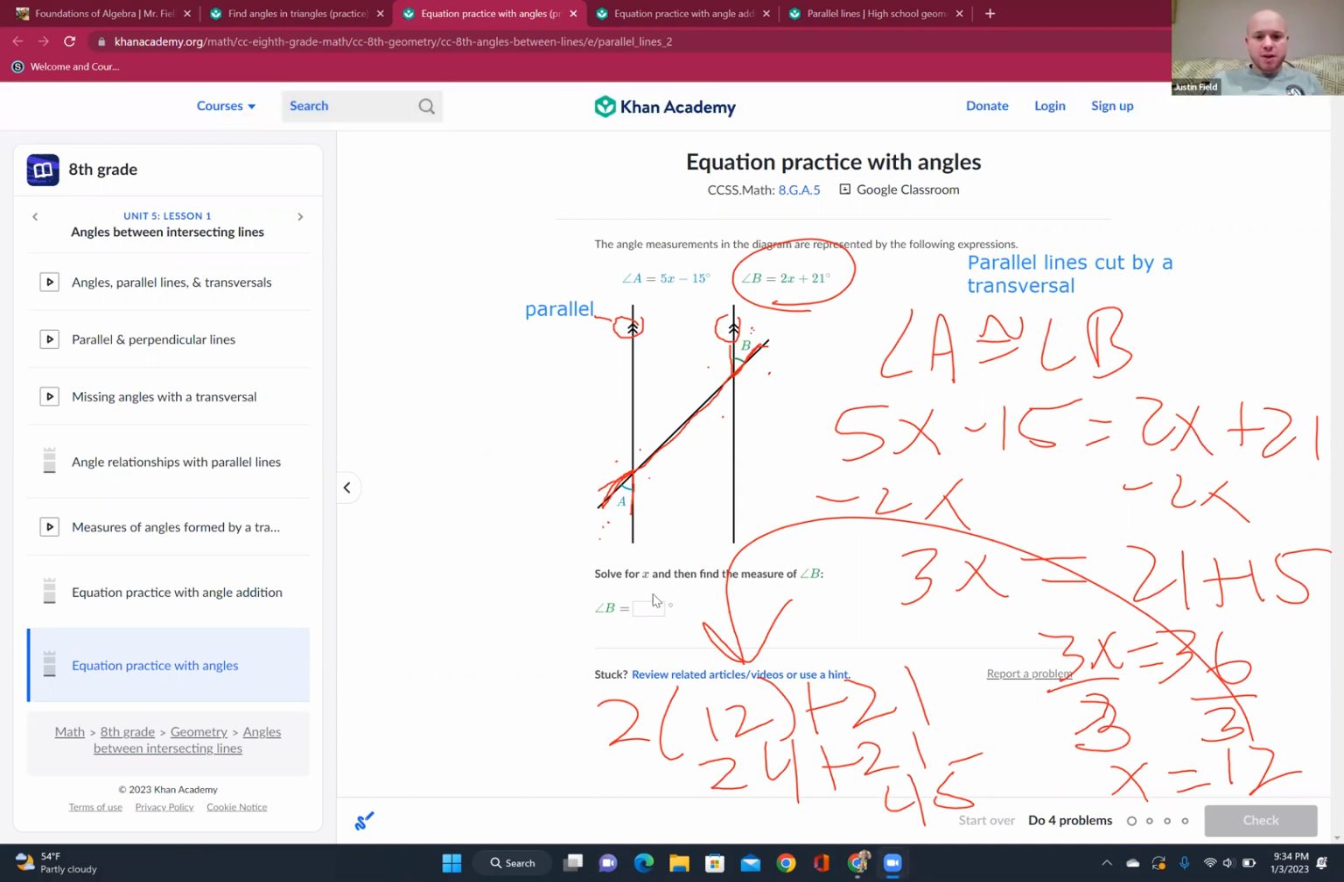45. But I have more to say, so don't go away. So that means that this angle is 45, and this angle is 45.